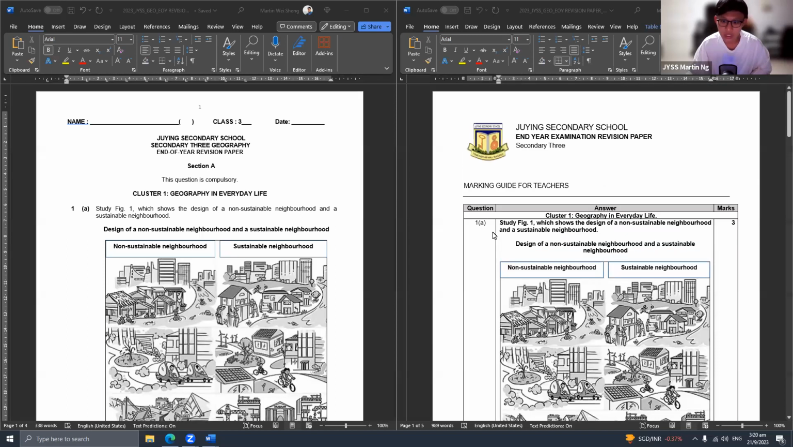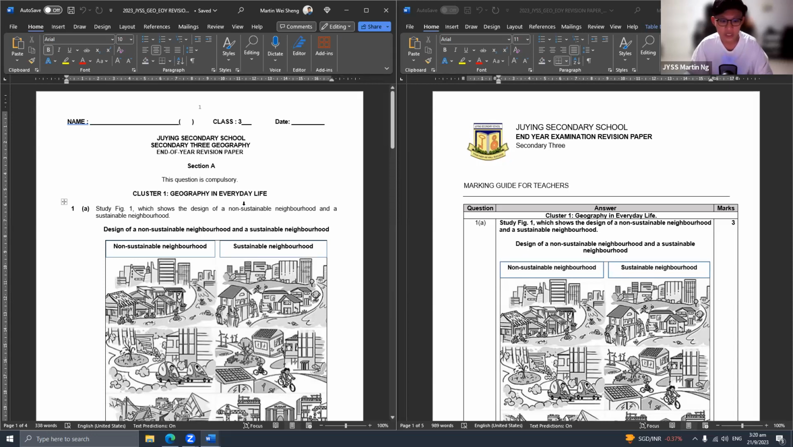All right, so in today's lesson, we'll be going through your end of year revision paper. It's not a full paper, it's just 4 questions for you to practice on and to familiarize yourself with the format of the EOY geography exams. Without further ado, you should have done your homework already. If you have not done your homework, please pause the video and complete your homework before coming back to this lesson. All right, I'll go through the answers with you.